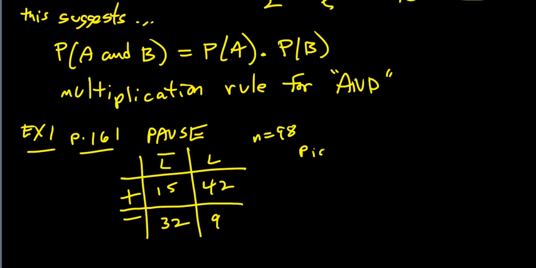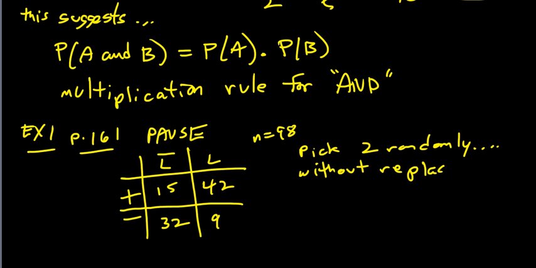I'm going to pick two subjects randomly. Alright? And I'm going to say without replacement. Now that means you pick one, you throw it back, and you pick another one from the available pool.